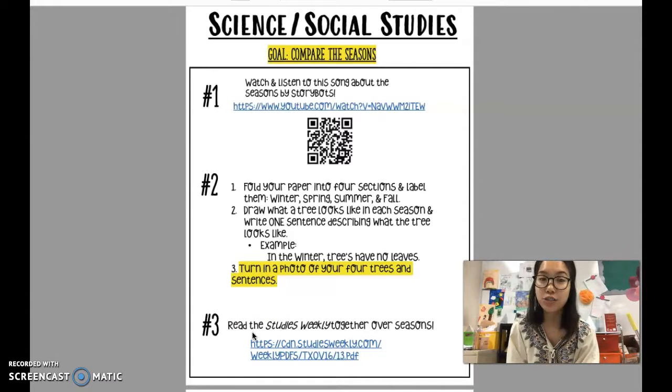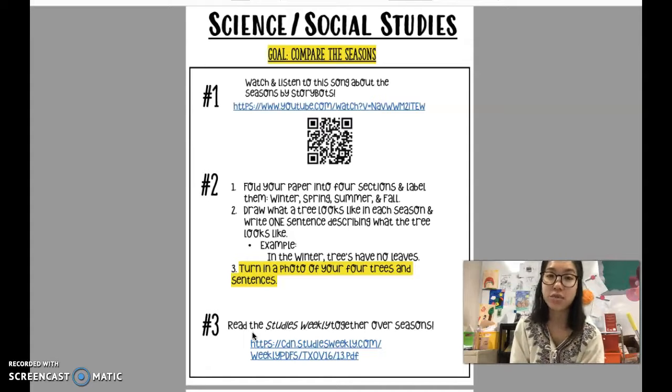Then you will draw what a tree looks like in each season and write 1 sentence describing what it looks like. I gave you an example: in the winter, trees have no leaves. Something along those lines, and then you will read Studies Weekly together over the seasons. Super fun to read through together.